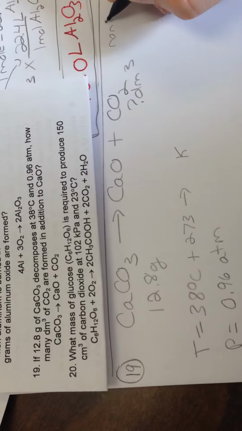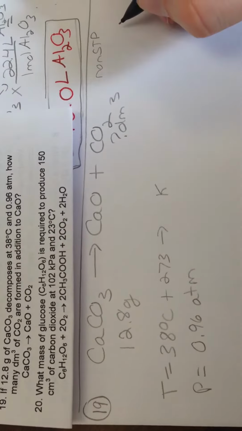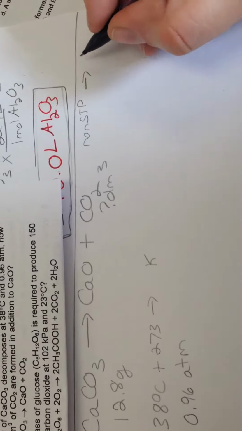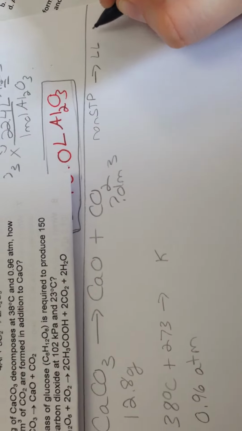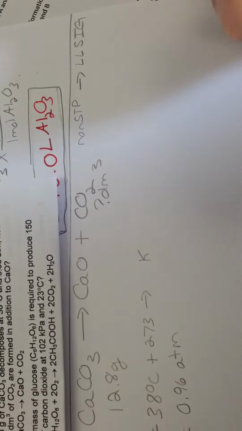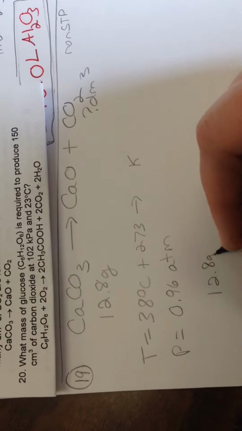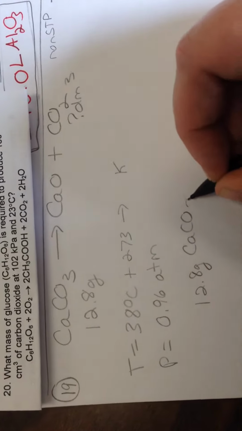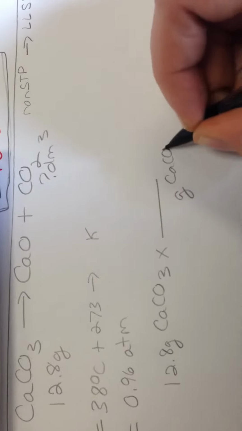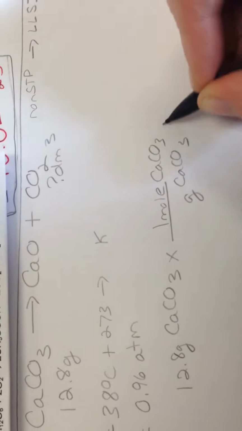We are non-STP because we're at 38 degrees Celsius. And we're looking for volume, so if we're non-STP, we're going to be looking for liters, so we do stoichiometry and then ideal gas. We're going to start out with the 12.8 grams of calcium carbonate, and we're going to go from known to mole. So grams on top, grams on bottom.